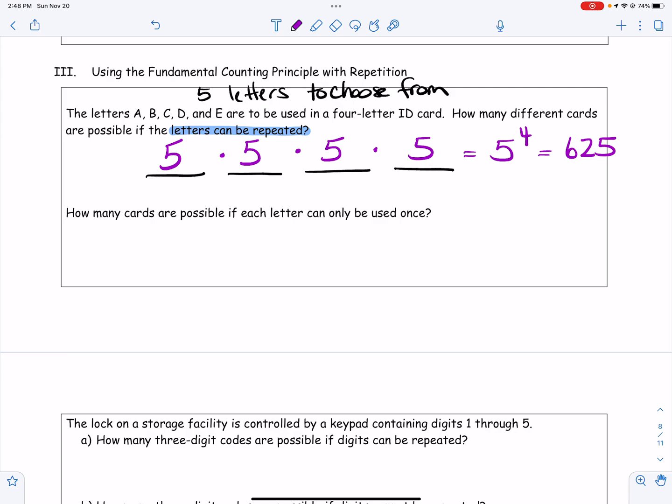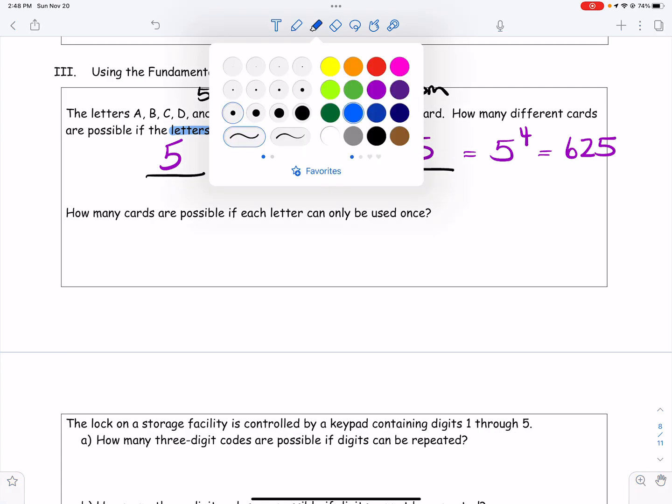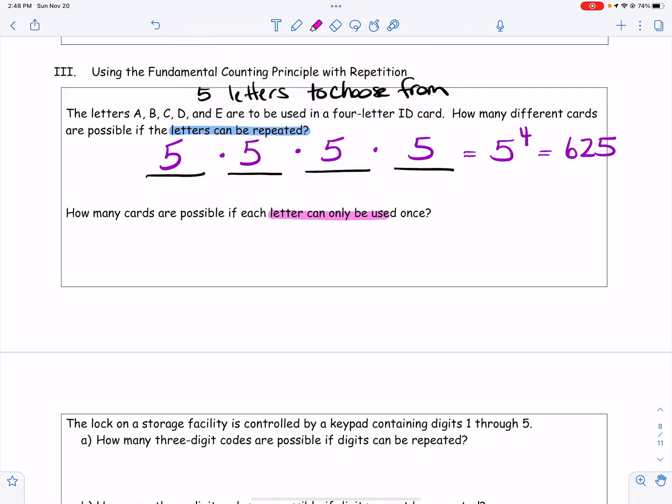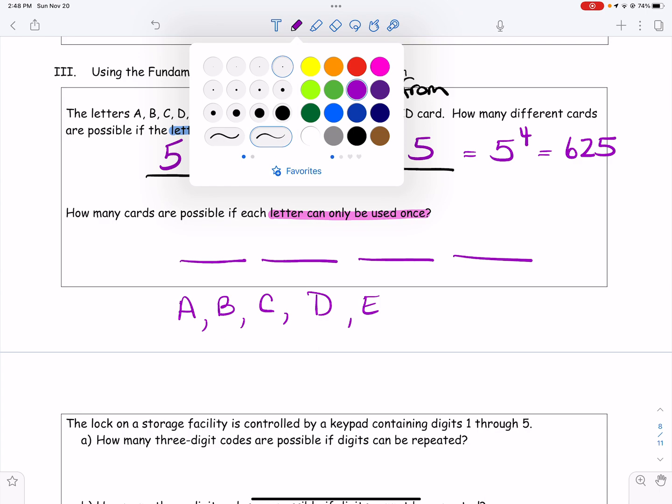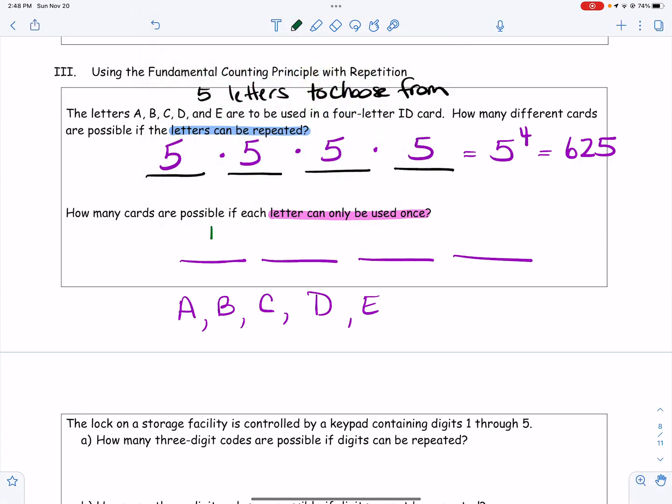Now, if I change it up a bit and I say, okay, this time a letter can only be used once, that's going to limit how many ID cards I can make. So I have A, B, C, D, or E, and I'm just going to write them down here. And so let's say for the first letter, I have 5 choices because I can choose any of those 5 letters.